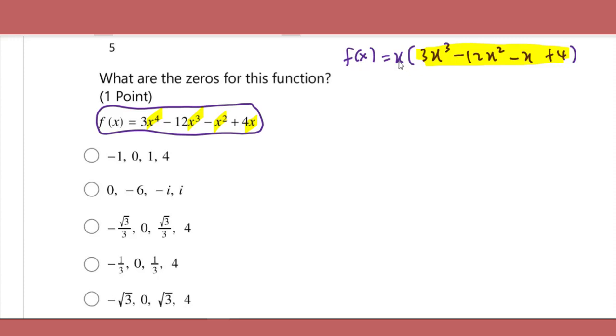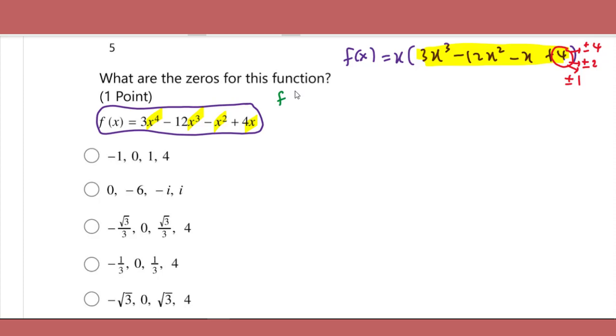To find a zero, check the constant term. Substitute either plus or minus 1, plus or minus 2, or plus or minus 4. When you get 0, that shows it is a zero of this polynomial f(x). It's trial and error, so let's try.